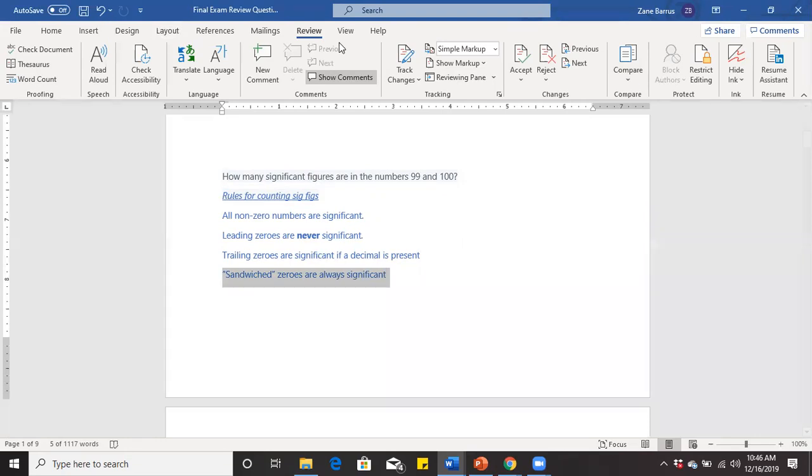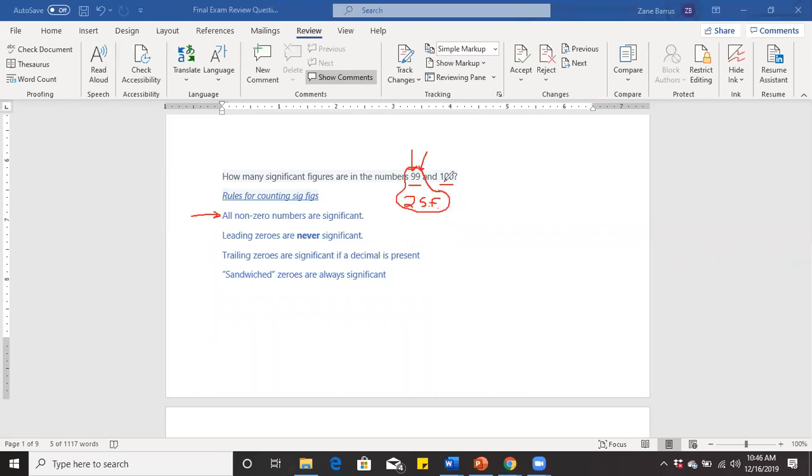Okay, so let's take a look at these rules in the context of an example. How many sig figs are in the numbers 99 and 100? Let's start with 99. You'll notice there are no zeros in 99 at all. So we're going to evaluate it using rule 1. Because all non-zero numbers are significant, I've got a non-zero digit right here and a non-zero digit right here. There are 2 digits there. So we're going to say there are 2 sig figs in 99. Okay, so let me group these together just so we don't get mixed up. So 99 has 2 sig figs.